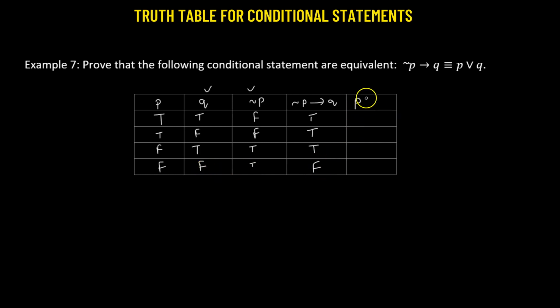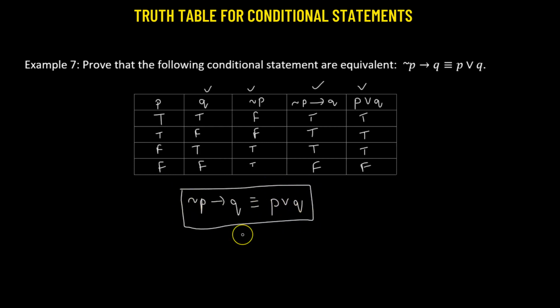And if we consider the disjunction P or Q, this is going to be true if at least one of them is true, and false when both of them are false. So clearly we see that the truth tables are equivalent. So we can say if not P, then Q. This is the same as saying P or Q. So these are two equivalent statements.